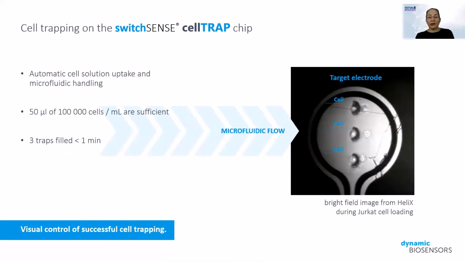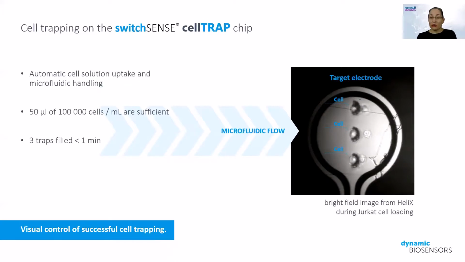Let's now take a look at the traps as seen in the bright field microscope of the heliX during cell capturing. The cell solution of about 100,000 to 1 million cells per milliliter was placed in a temperature-controlled autosampler of the heliX device and then taken up automatically and transported to the measurement spot. The visual control of the heliX allowed to observe the loading of the cell traps. All 3 single-cell traps on the electrode were filled within a minute.